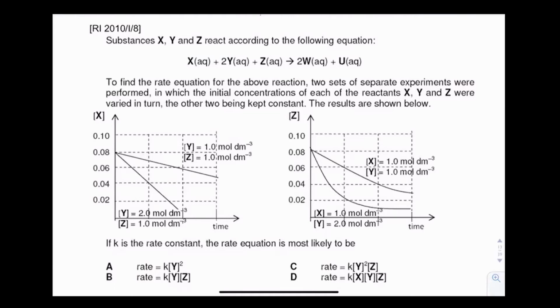Substances X, Y, and Z react according to the following equation. X plus 2Y plus Z give you 2W plus U. To find the rate equation for the above reaction, two sets of separate experiments were performed, in which the initial concentrations of each of the reactants X, Y, and Z will vary in turn, the other being kept constant. So we have the results.